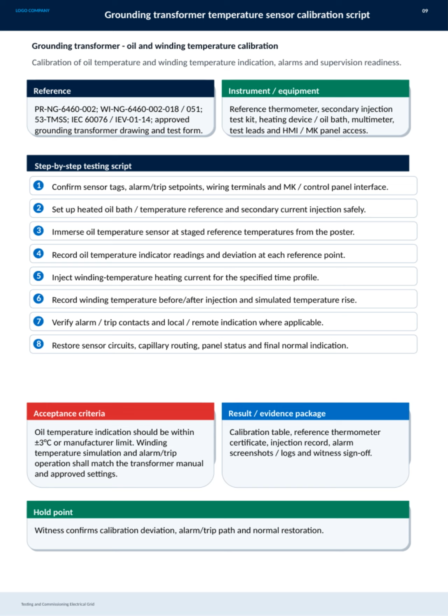The acceptance criteria specify that the oil temperature indication must be within plus or minus 3 degrees Celsius or the manufacturer's limits, while the winding temperature simulation and alarm operations must match the transformer manual and approved settings. Documentation includes a calibration table, reference thermometer certificate, injection records, alarm screenshots, and a witness sign-off, which holds a critical hold point where the witness confirms calibration accuracy, alarm and trip path integrity, and normal system restoration.